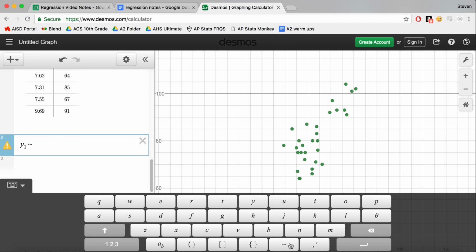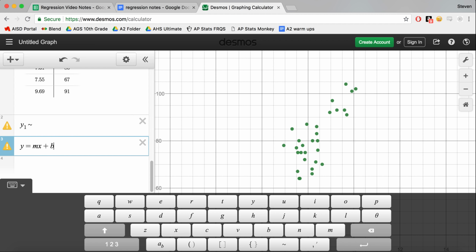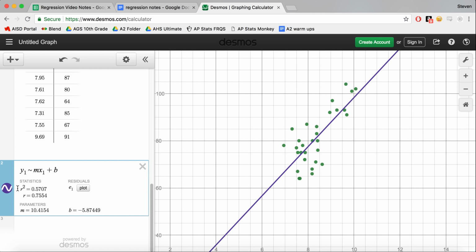So Y1, squiggly, and then we know that a linear function, you remember from Algebra 1, is y equals mx plus b. So that's what I'm going to type in, a linear function, but instead of typing x, I'm going to type in x1, just like I did for y1, and then plus b. And we have our regression output.